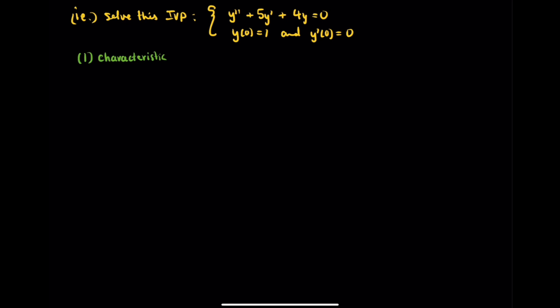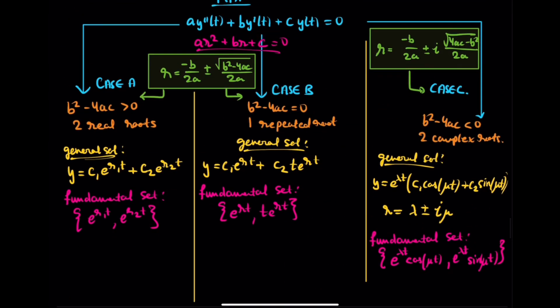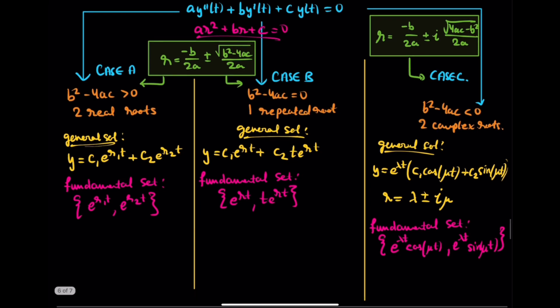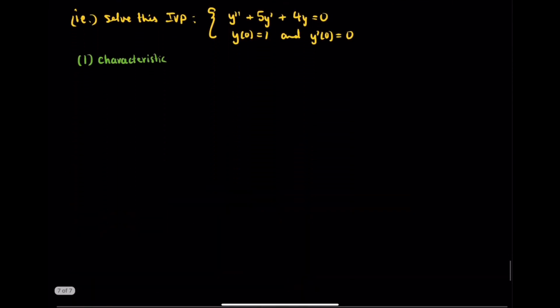You don't have to try y equals e to the rt every time. There's a reason why I wrote this table down. It's meant to help you. So the first thing we have to do is convert this into the characteristic equation.